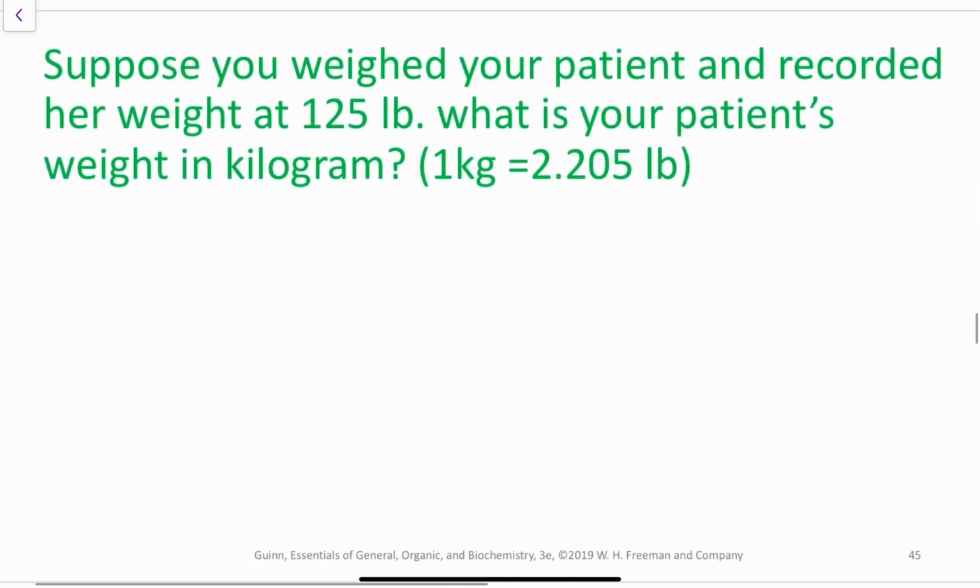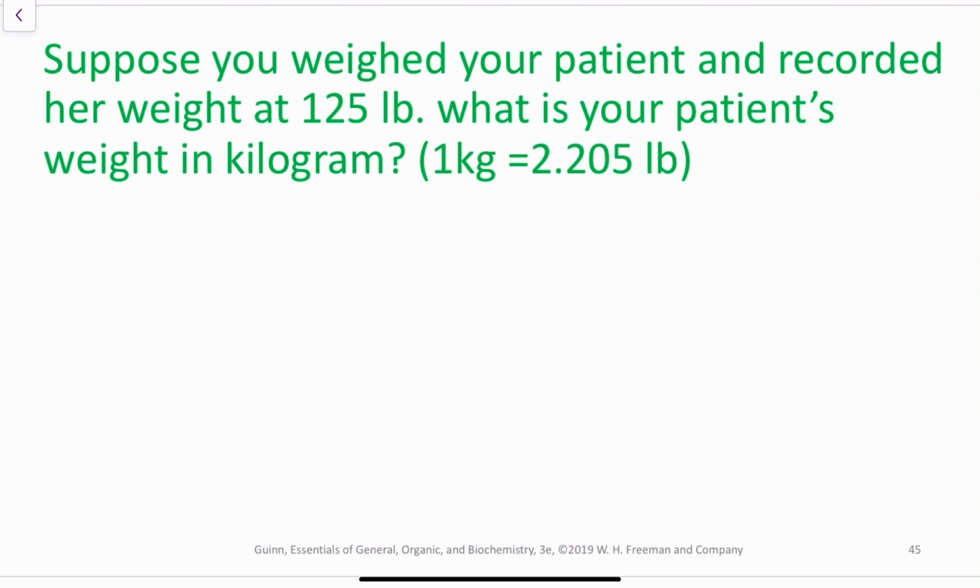So let's try one more. Suppose you weigh your patient and record her weight at 125 lb. What is your patient's weight in kilogram? So what is given? Weight is given in pound, and pound is in the English system. Whenever we weigh or take the mass in pound, that means we are using our English system, right? And it's asking what's your patient's weight in kilogram, and the equivalency is already given. 1 kilogram is 2.205 pound.